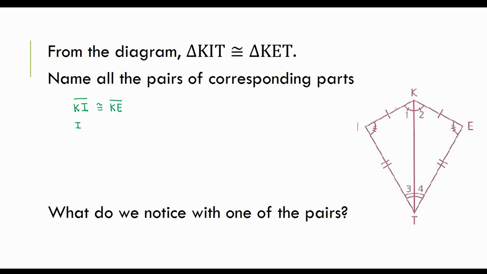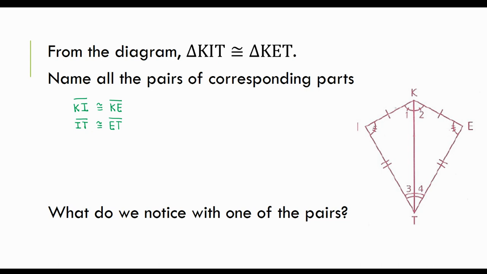I have the segment IT that has 2 tick marks. Notice that ET has 2 tick marks. Notice how I named it, well, I've got the I and the E in the middle, so that's why those were in the same spot. Notice that the T's were last, so they need to be in the same spot.